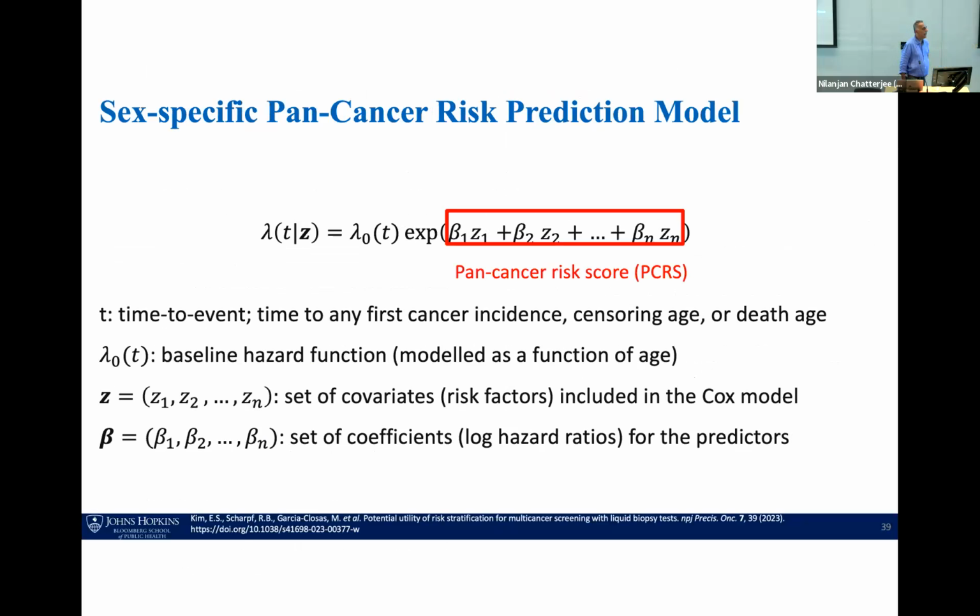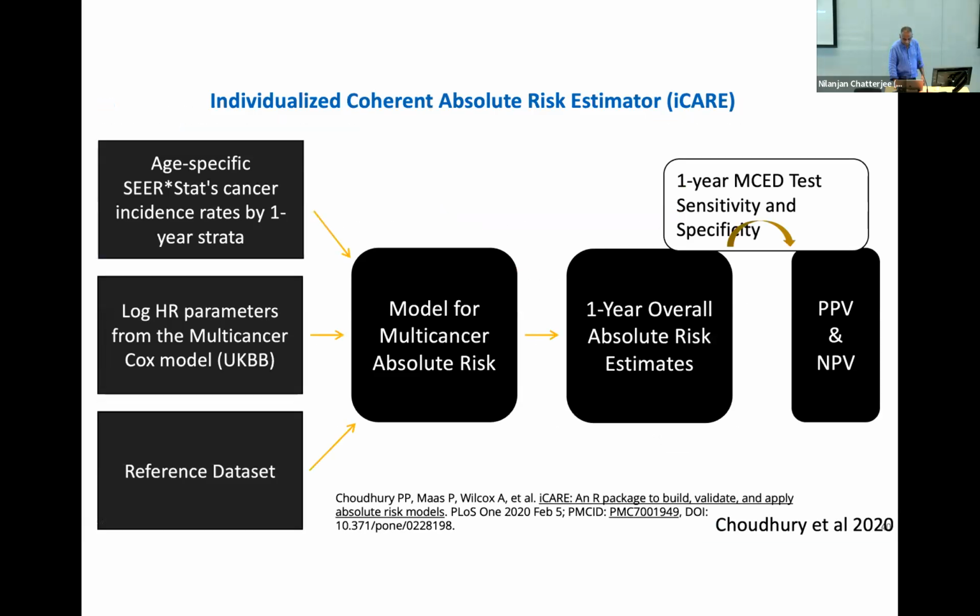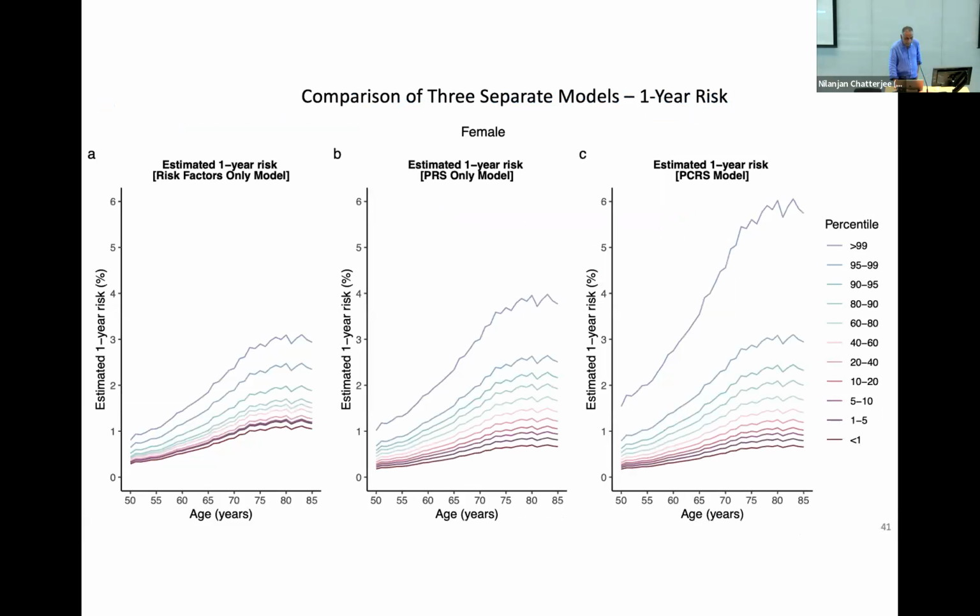But that is the basic Cox model that we use. So you can look at the time to event outcome. The event is the first cancer incidence. That's what we are looking at, the event. And then T is the age, that's where we put the age. And the Z's are the risk factors like BMI, smoking, family history, and the PRS. And we developed an absolute risk model.